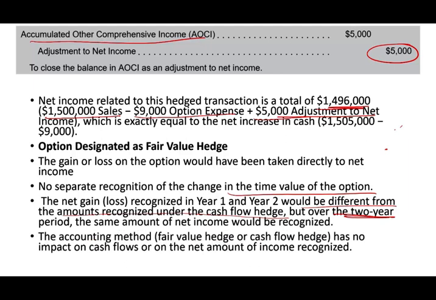So the accounting method has no impact on cash flow or net income recognized overall. At the end of the day, the cash flow and the net income is the same, just how much you recorded in year one versus year two under the cash flow hedge versus the fair value hedge.